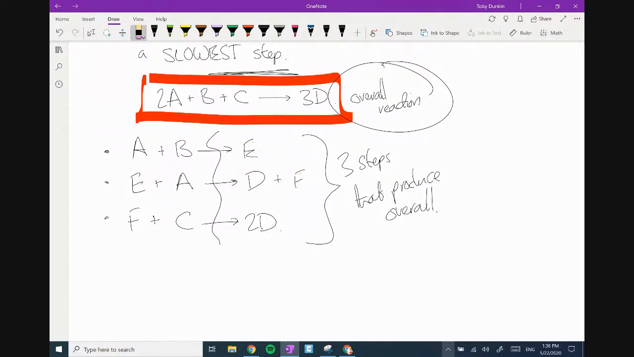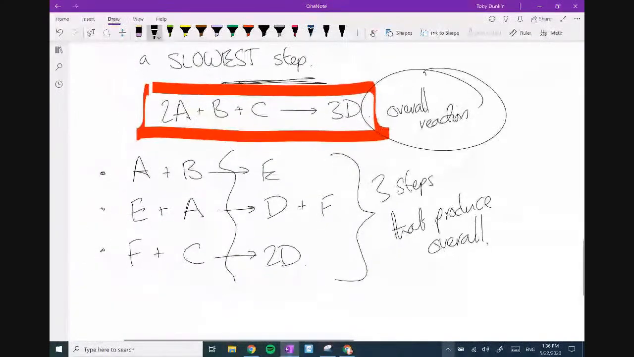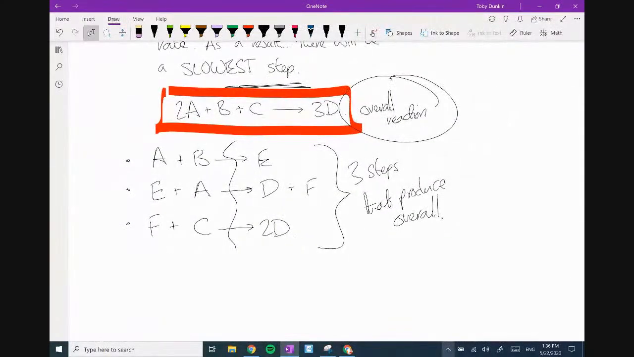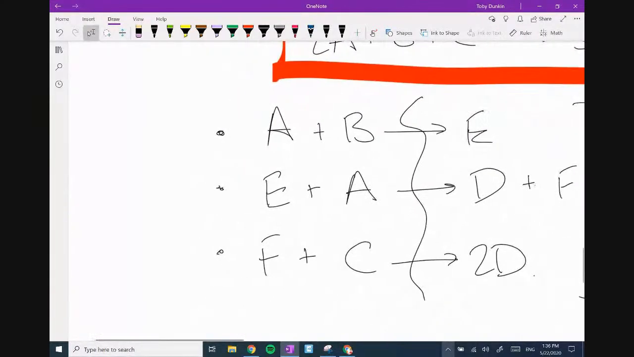We realize that these 3 steps all add up to the overall. But because there's 3 steps, we know that they're all going to be different rates.